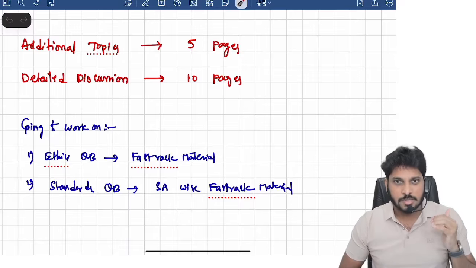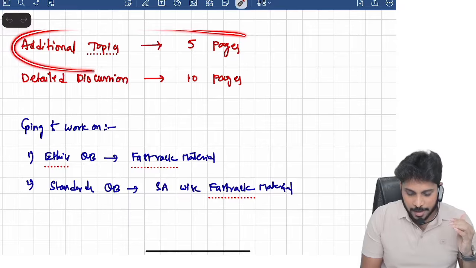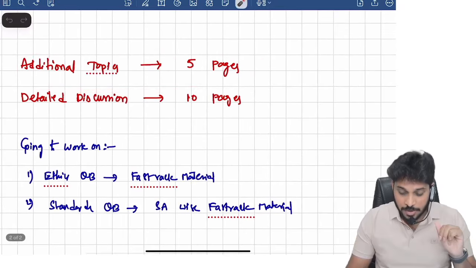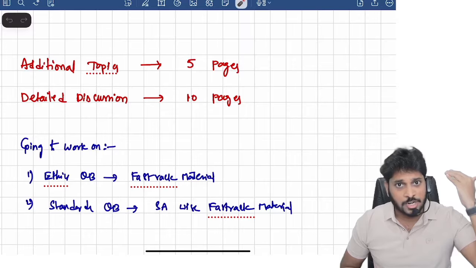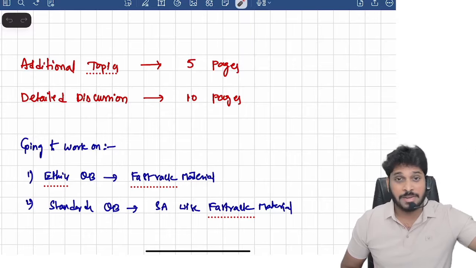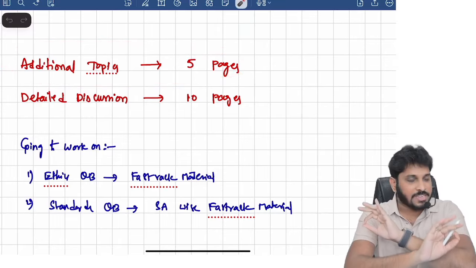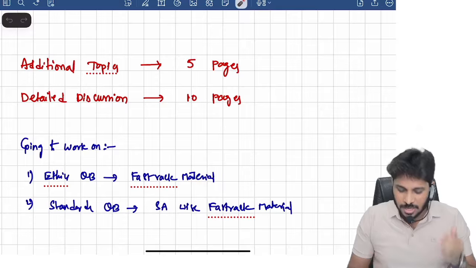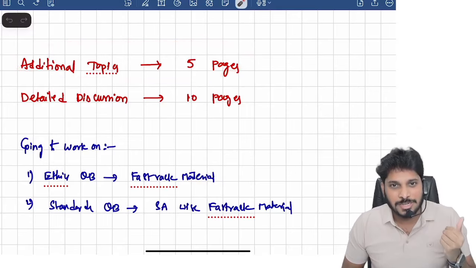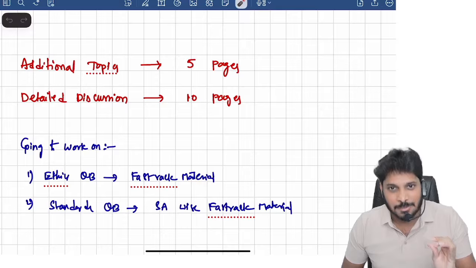So what we did is we compiled a 5 pages additional topics PDF. Don't worry, it's already uploaded long ago, well before September exams itself, and not even a single question came from this. They're not that important. In which chapter is it? Internal audit investigation chapter predominantly.